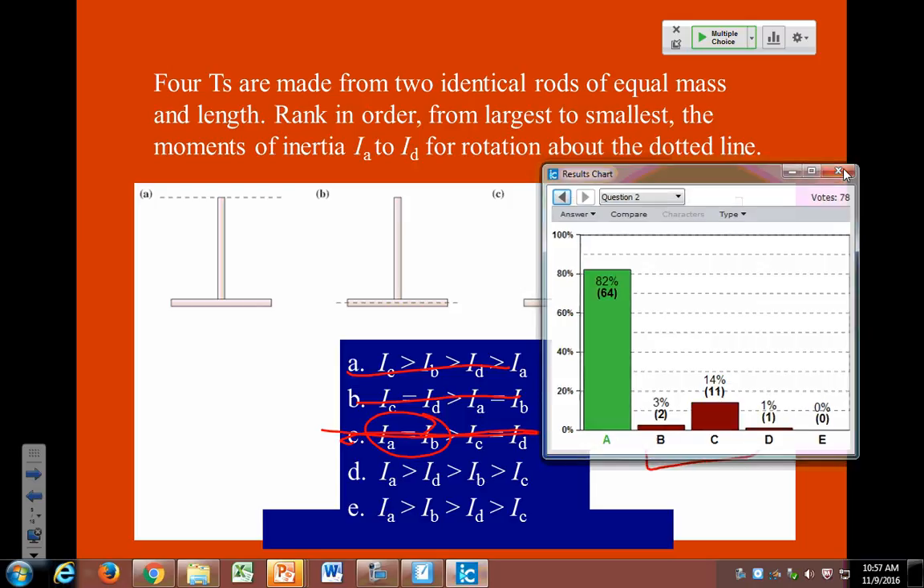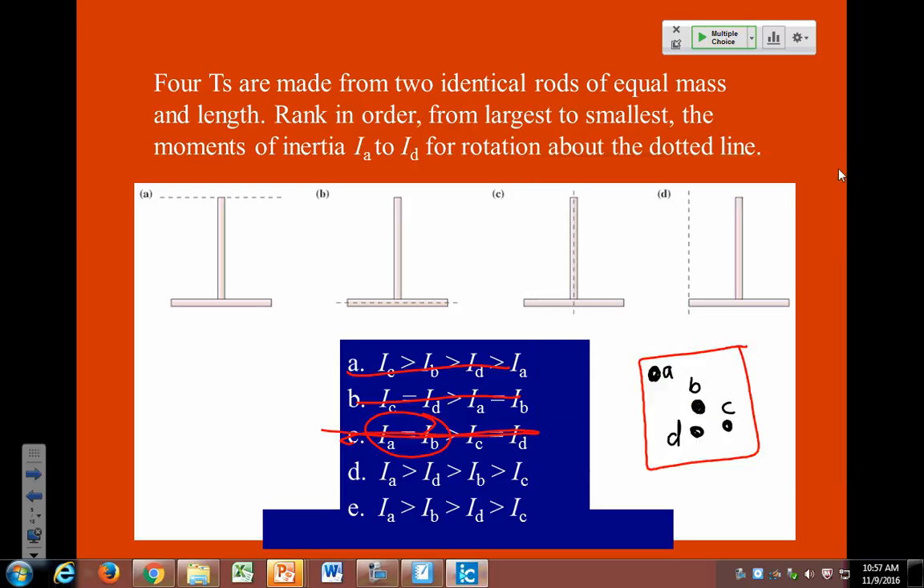Okay, awesome. A is right. A is at the very corner here. It has the biggest radii for all the masses, so you have more mass located at big radii, and that gives you a bigger moment of inertia. All right? Let's try the next one.